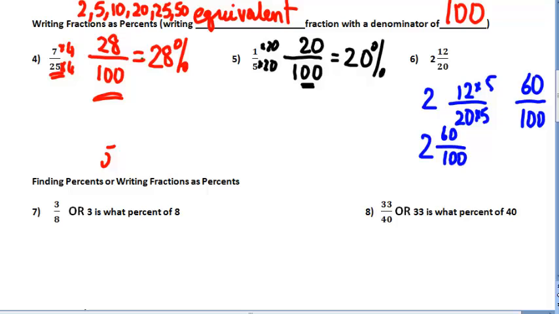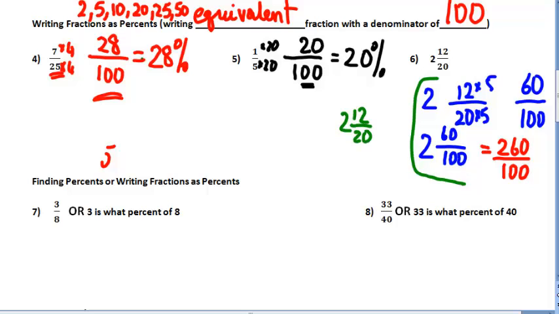Now I'm going to go ahead and make it into 100 times 2, 200 plus 60, 260 over 100. Or you can also do the same problem the other way, I'm going to show you right here. You could do 2 and 12/20ths. Go ahead and make it into an improper fraction. That gives you 52 out of 20. And then multiply by 5, multiply by 5. You will end up with 260 over 100 again.